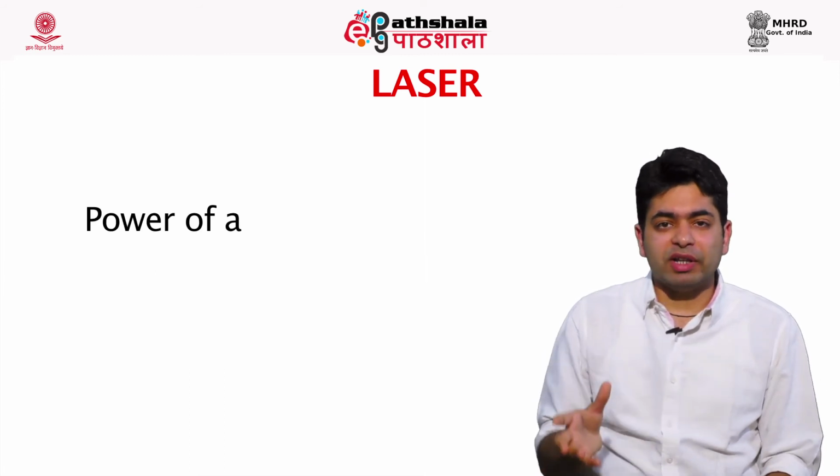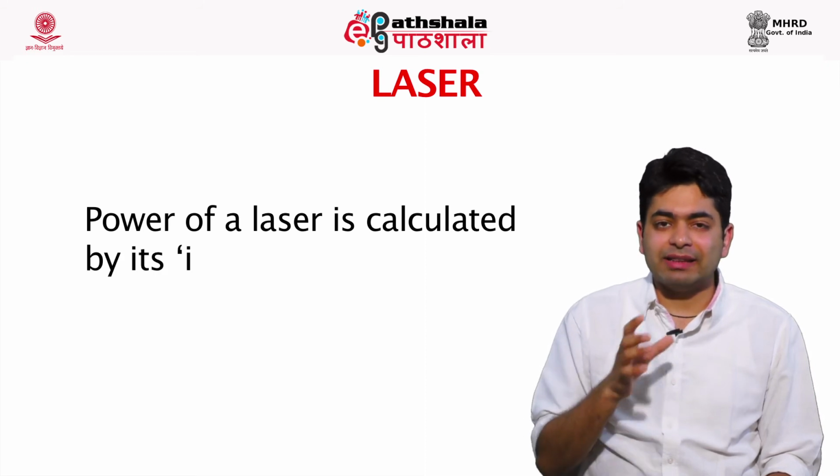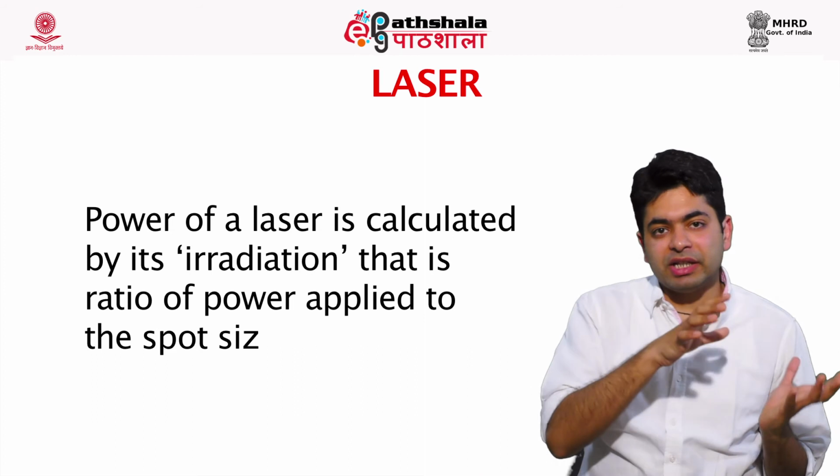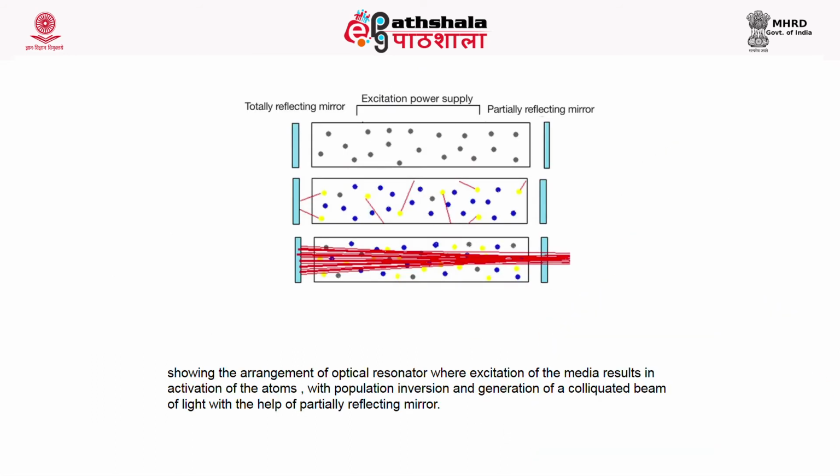The power of a laser can be calculated by the irradiation, and that depends upon the thickness of the beam that is coming out of it and the energy density that is present in the laser. In the next diagram, it is shown whatever I was just telling, that we have a medium which is excited by the electrical power supply so much so that the majority of the atoms are stimulated. This is also known as population inversion, and in the end, with the help of a completely reflecting mirror and a partially reflecting mirror, we have a collimated beam of photons which can be targeted towards a specific site.